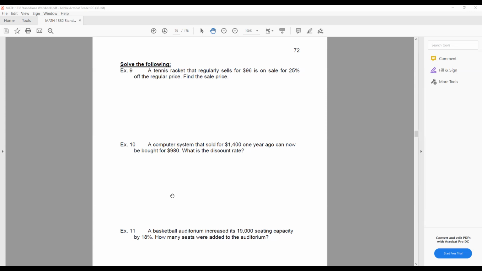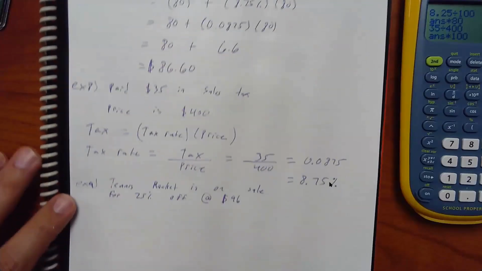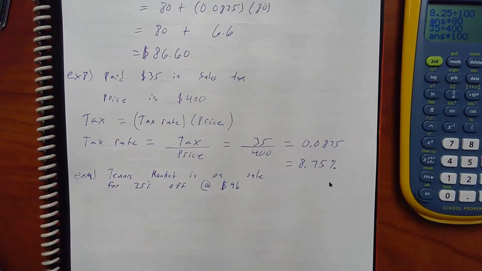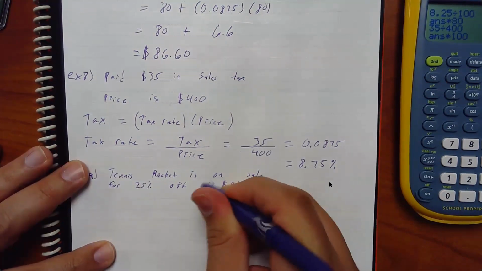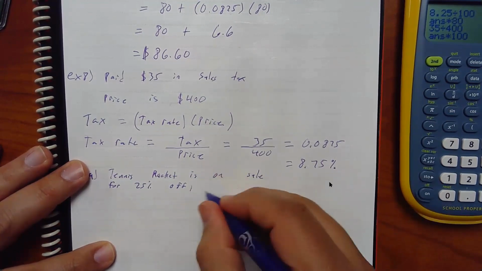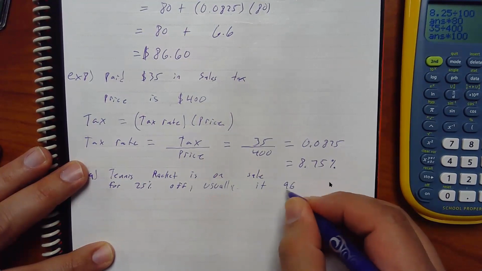Okay. So I'm going to shorten that question here. Tennis racket is on sale for 25% off at $96. Usually it's $96, I should say.